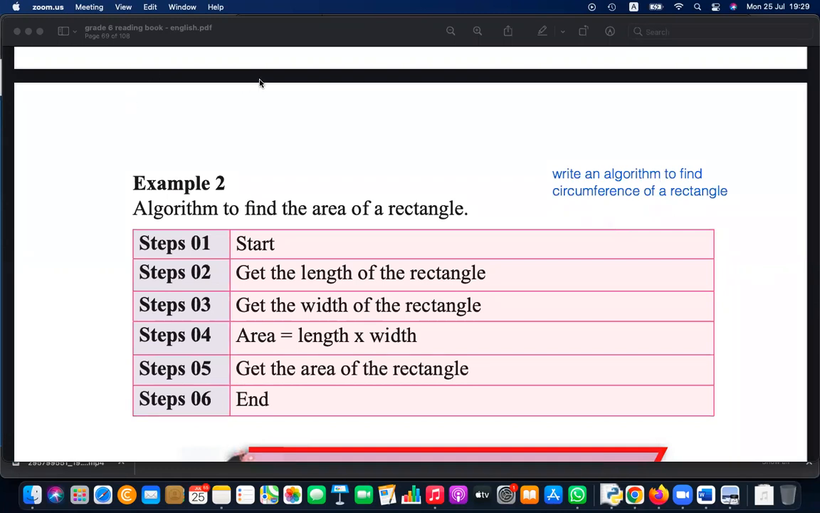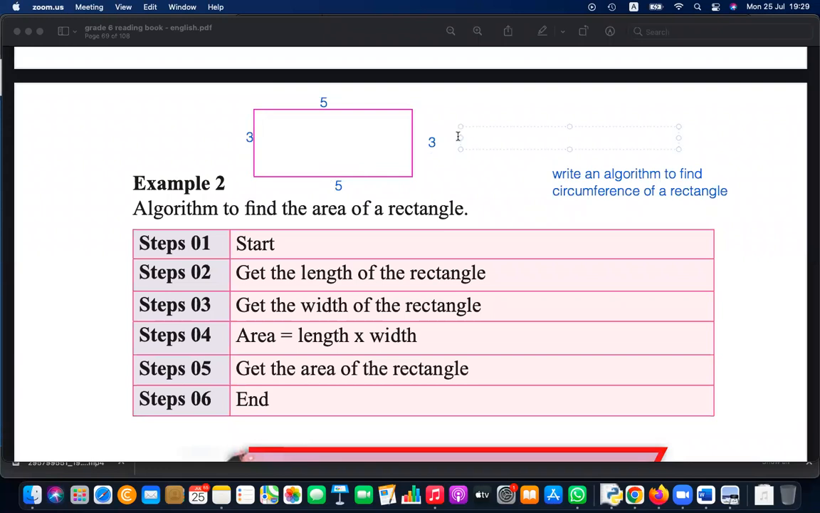Let's say this is a rectangle, the circumference of this is... if this is 5, this is 5, so this is 3 and this is also 3. What is the circumference today?